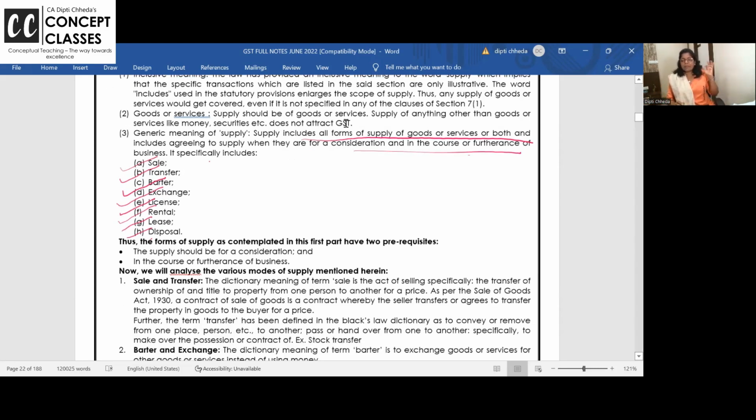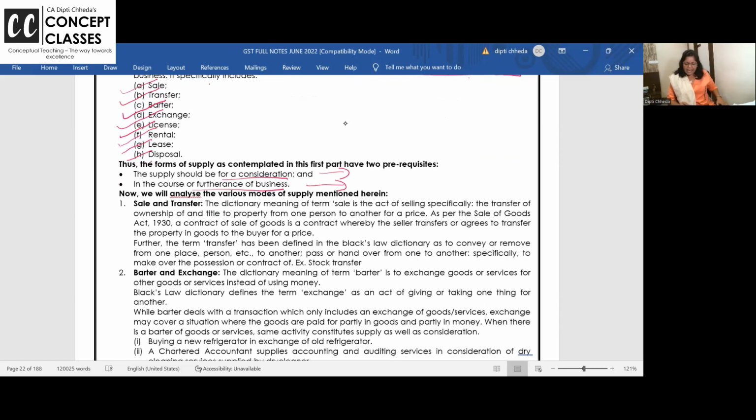चलो let us take up now the first one. Definitely, it's like a promise. I promise that supply should be for consideration. पैसे आने चाहिए. If there's no consideration, then on what are you going to charge GST? And in course of furtherance of business. अब दोनों में एक एक exception. If I teach that, again you'll be confused. कल पढ़ेंगे exception. अभी sale and transfer.